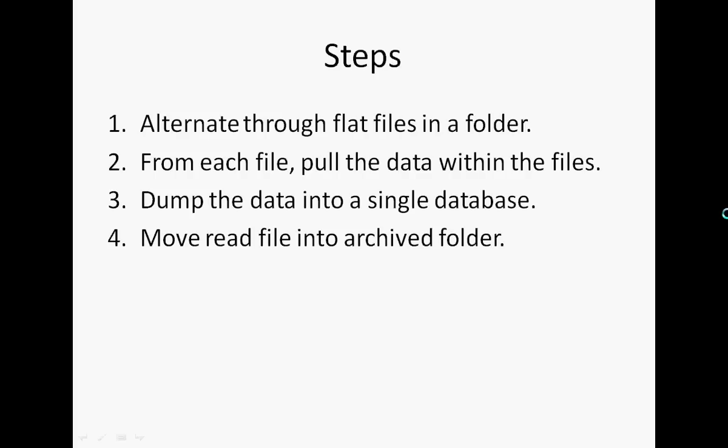In order to achieve this, there are 4 steps that must be followed. Firstly, you must alternate through the flat files in a folder. From each file, you must pull the data within the files. You must then dump the data into a single database table, and after you have read that flat file, you must move that flat file into an archived folder.